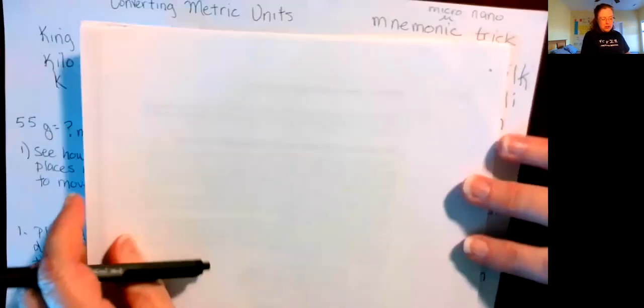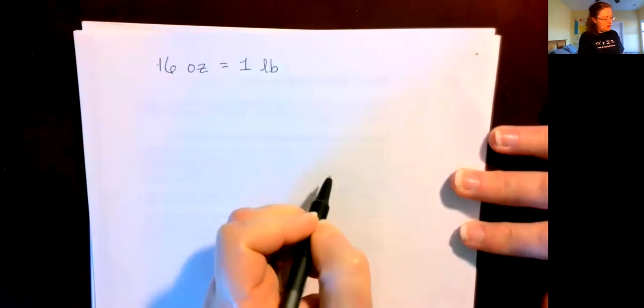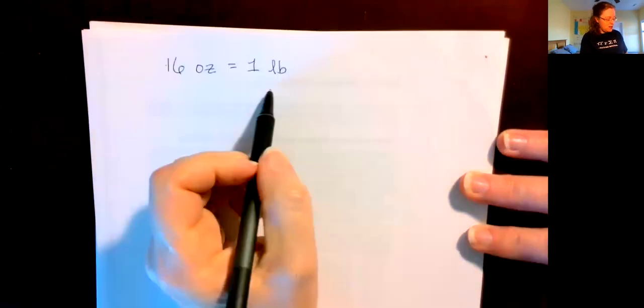All right, so what shall we do? How about one that can help my nursing students? We could do 16 ounces equals 1 pound, LB. And if you're trying to get into nursing school, you're going to want to have that memorized.